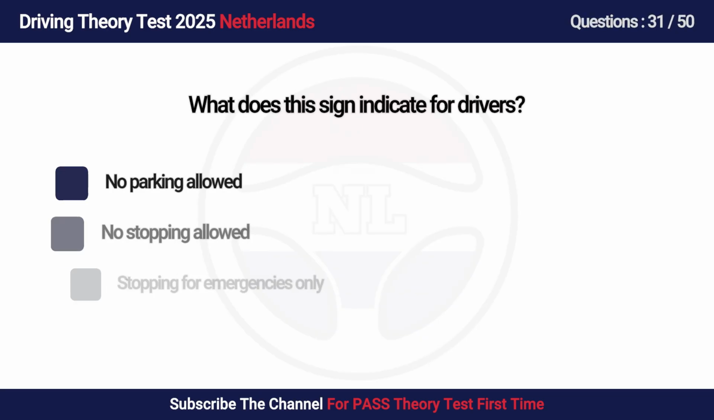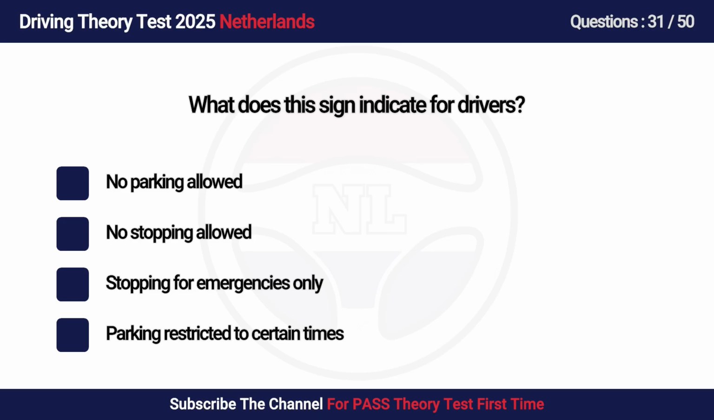Question 31. What does this sign indicate for drivers? A. No parking allowed. B. No stopping allowed. C. Stopping for loading only. D. Parking restricted to certain times.